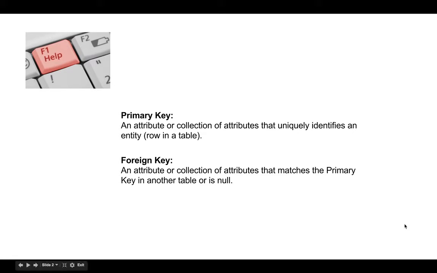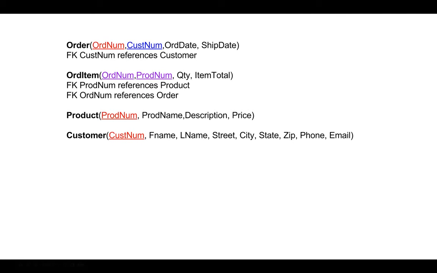Let's take a look at this in a normalized database table structure. Here's an example, and this is a very common example of orders and placements. You should just kind of memorize this format here. Basically, here we have an order, item, product, and a customer. Let's just take a look at order. Order has order num, customer num, order date, and a ship date. Order num is the primary key that uniquely identifies all this data in here.